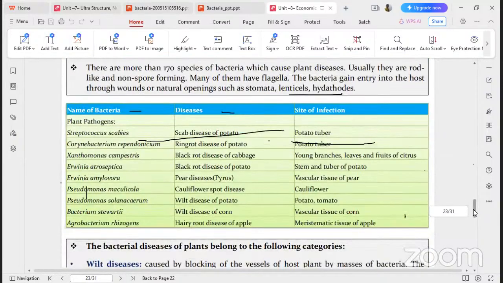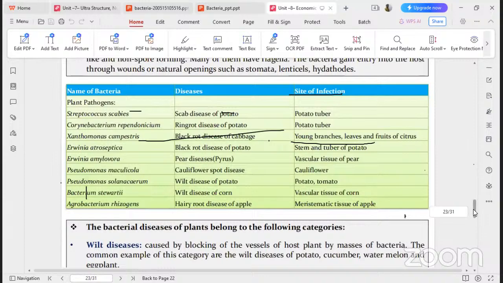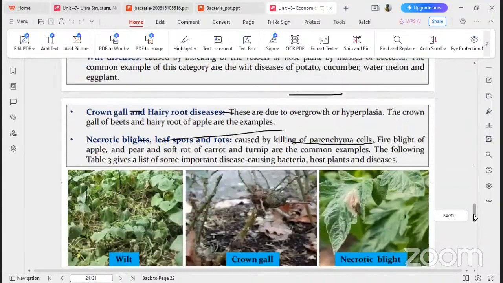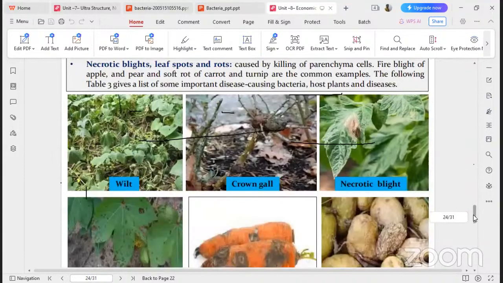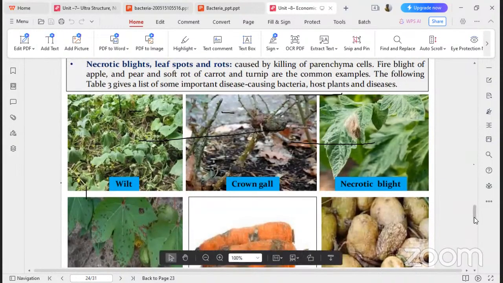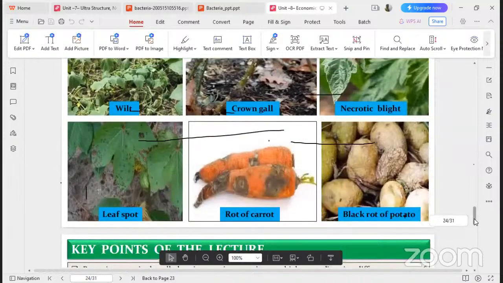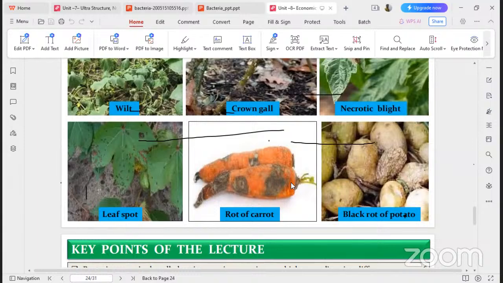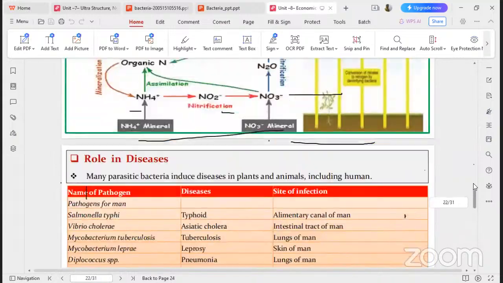So many plant diseases, black rot and so many spot diseases, wilt diseases, are caused by bacteria. Necrotic blight, crown gall disease, wilt diseases. These are all leaf spot diseases, root and carrot rot, how the carrots and potatoes are damaged by bacteria. These are all the economic importance of the bacteria.